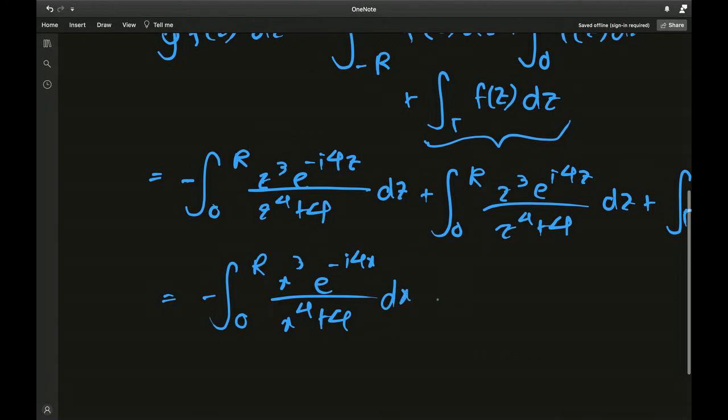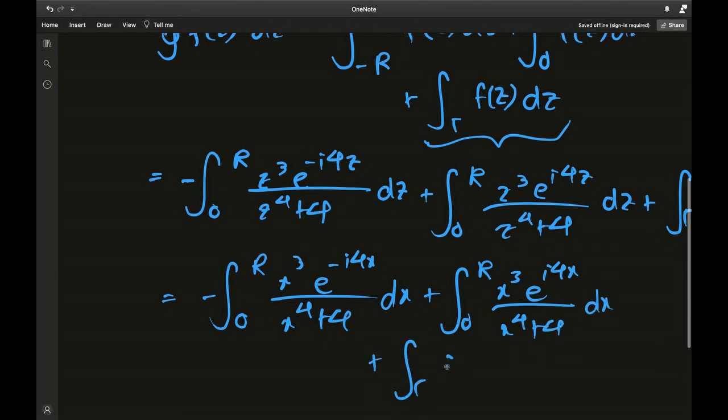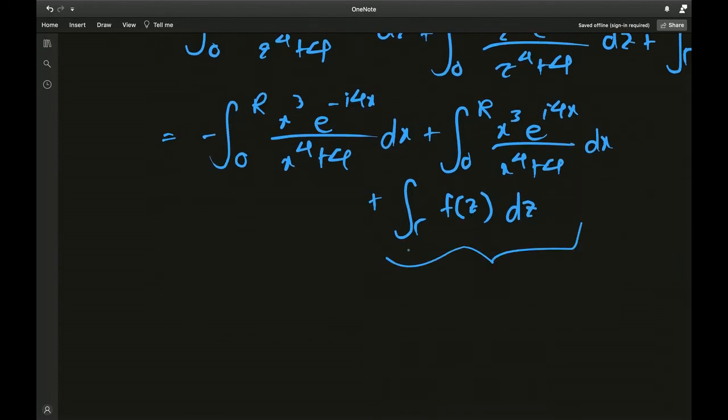dx, plus the integral over 0 to r of x cubed e to the i 4x over x to the 4th plus 4 dx, plus the integral over gamma of f of z dz. And let's, as I said, do this on a fresh page, estimation lemma.